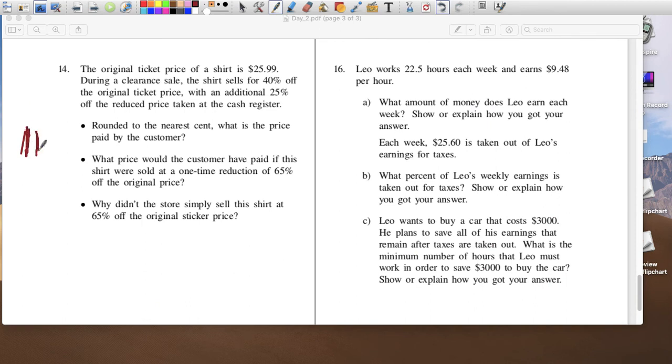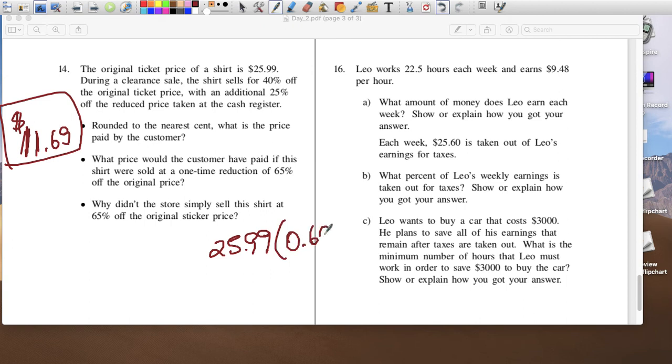The second part of the question says, how come the store doesn't just say, hey, instead of giving you a 40% discount first and then 25%, why don't we just give you a 65% discount? Why don't we add these two and give you 65%? So let's find out what that is. The 25.99. Imagine if you had a 65% discount. I'm just going to do the overview, right?